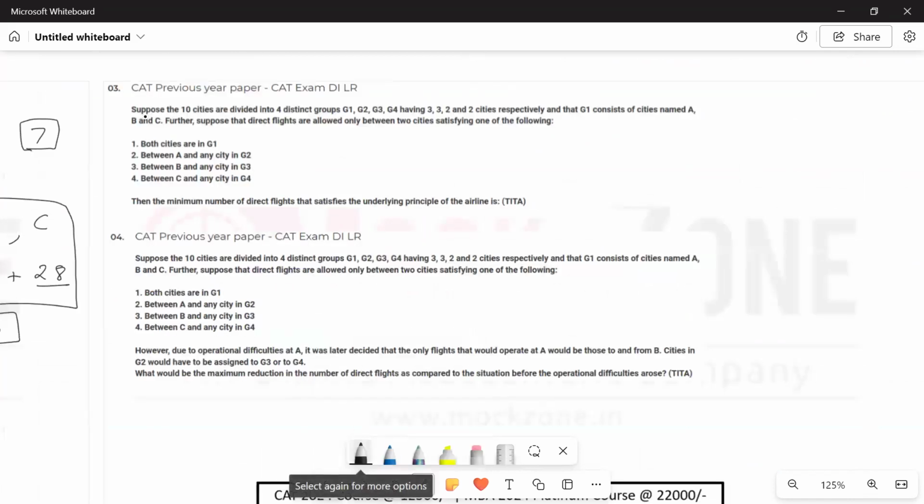Third question says, suppose the 10 cities are divided into 4 distinct groups, G1, G2, G3 and G4, having 3, 3, 2 and 2 cities respectively. And G1 consists of the cities named A, B and C. So in G1 we have 3 cities which are A, B and C. G2 also has 3 cities, and G3 and G4 have 2 cities each.